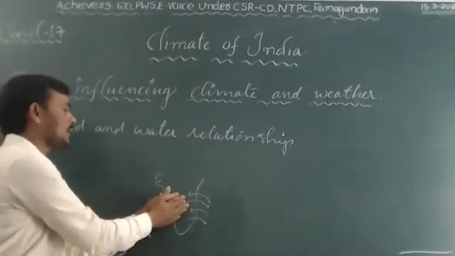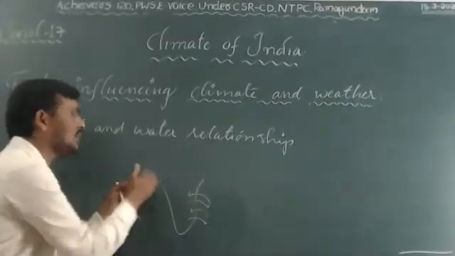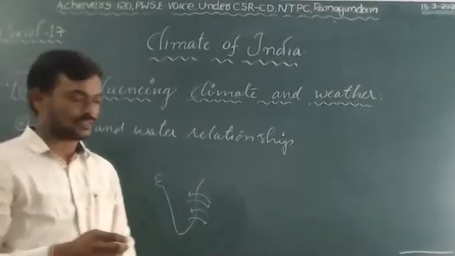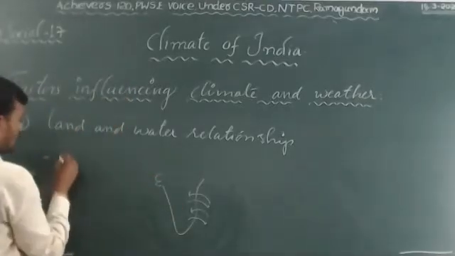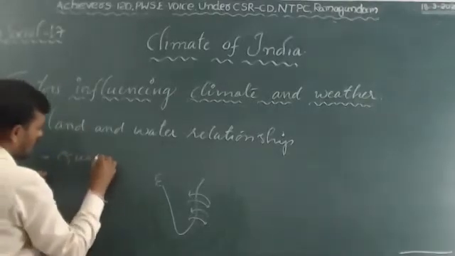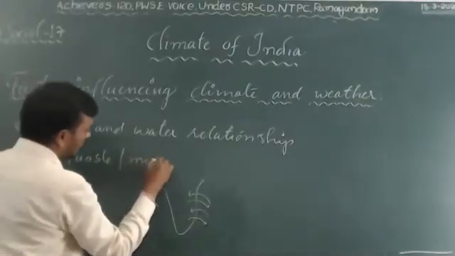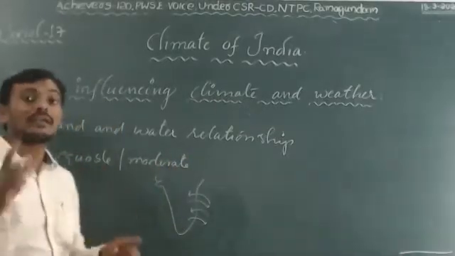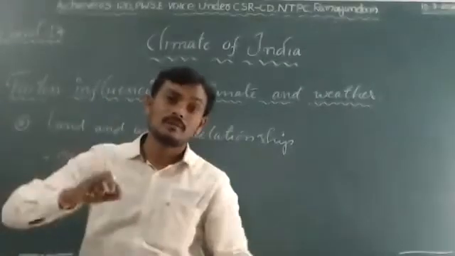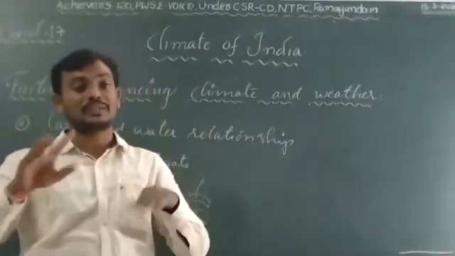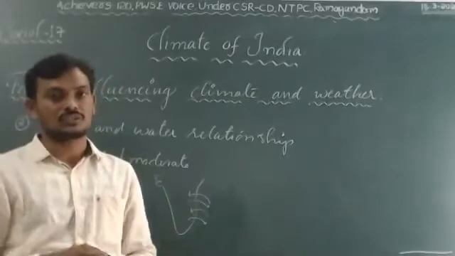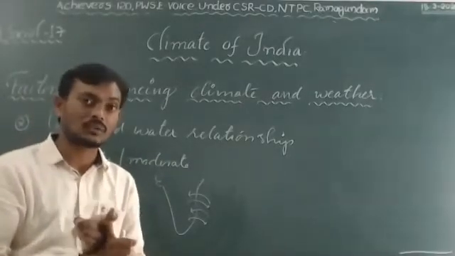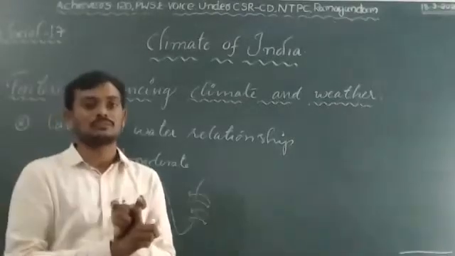Simple. That is why the coastal areas experience an equable or moderate climate. This is an important term: equable, or moderate climate. So what does equable mean? The day and night temperatures, and the summer and winter temperatures, don't change much. For example, the day and night temperature is 20 degrees Celsius only, even in winter and summer also.